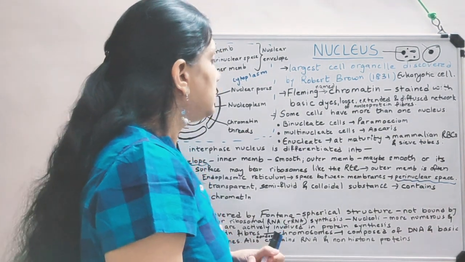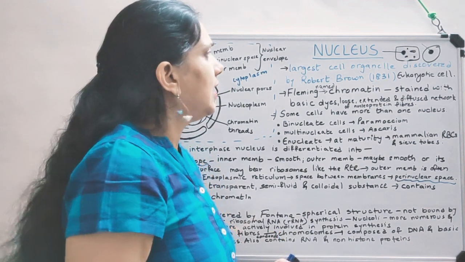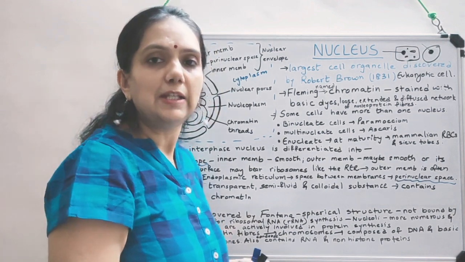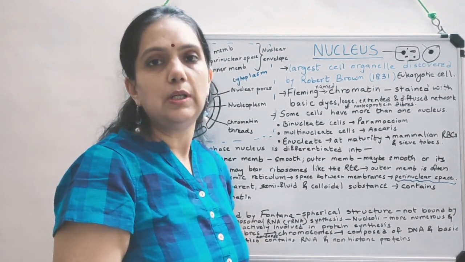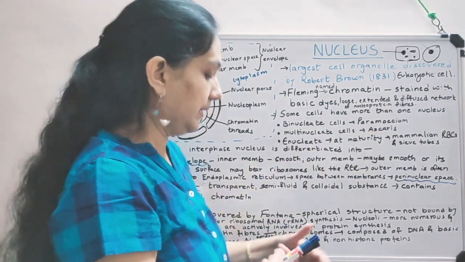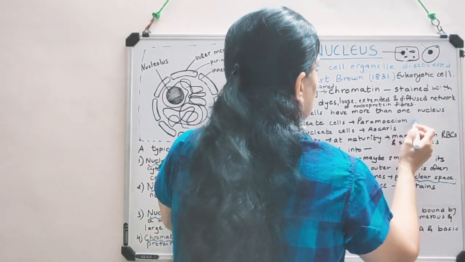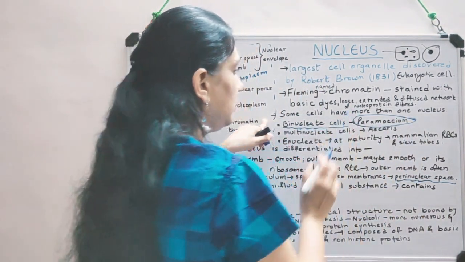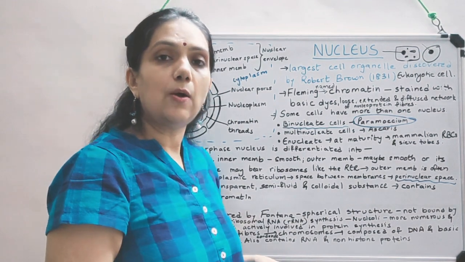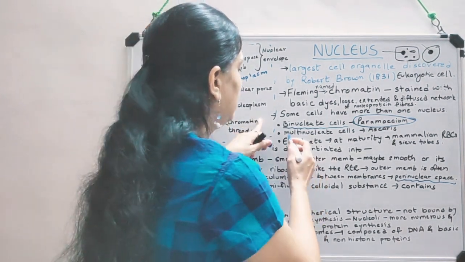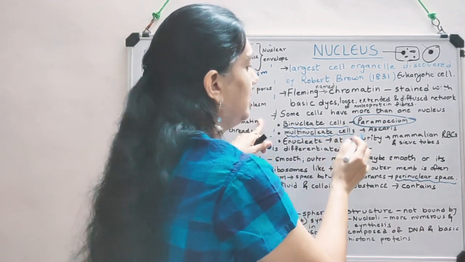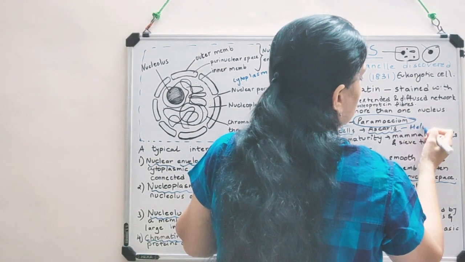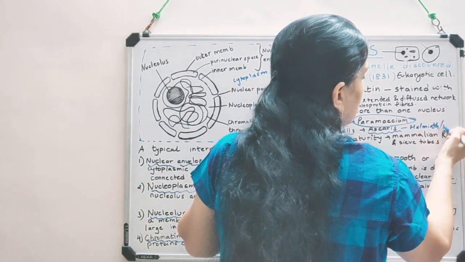Now normally we say that there is one nucleus, a single nucleus in a cell. But some cells are binucleated, means they have two nuclei in them. Example, that is Paramecium. So cells having two nuclei are called binucleate cells. Some cells have more than two, and those are called the multinucleate cells. An example is Ascaris. This is a worm, or you can also call it a helminth.